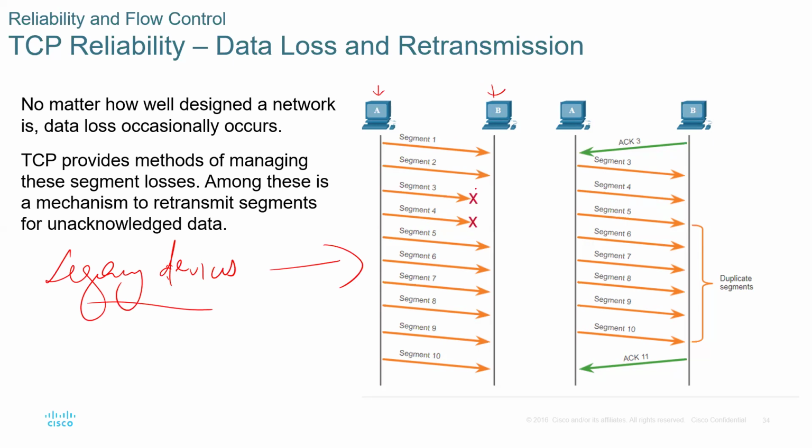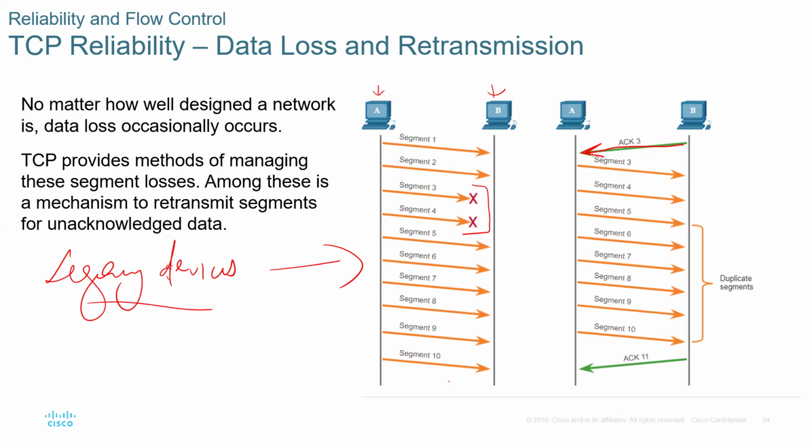From this diagram, we're going to see 3 and 4 were lost during transmission. But the rest, up to 10, were sent. My acknowledgements, the acknowledgement comes and says acknowledgement 3.